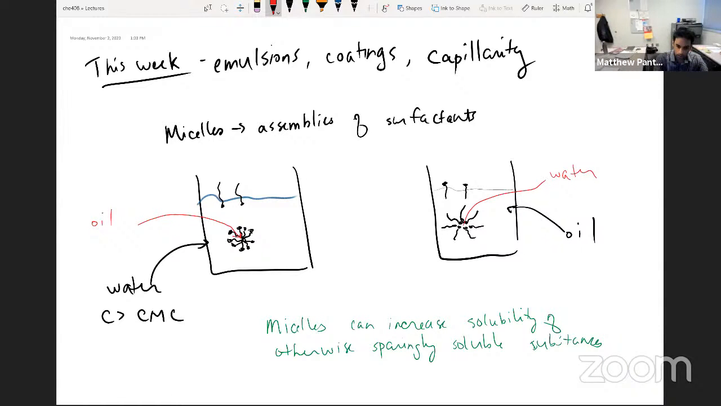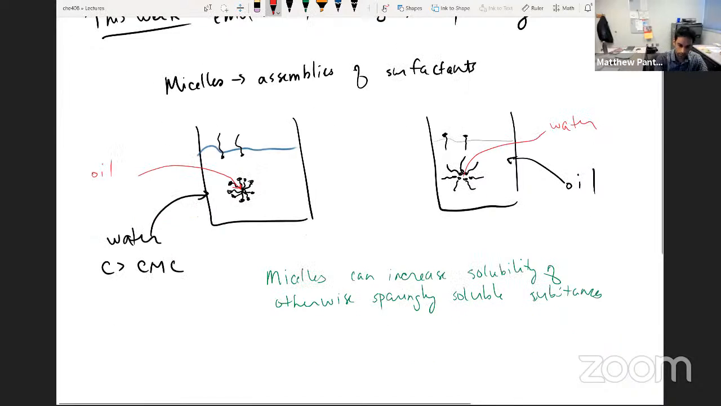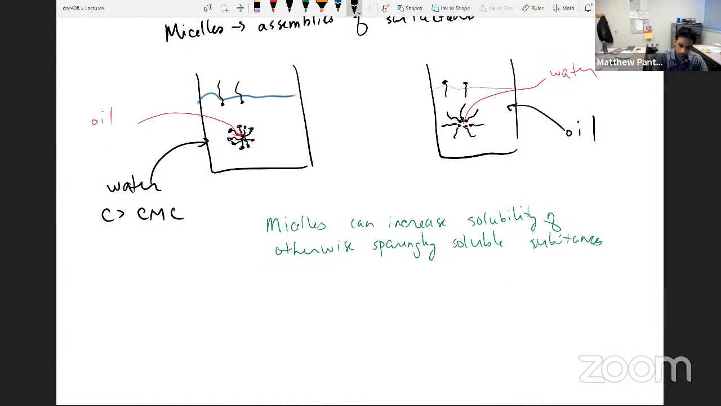So when you start forming these sort of superstructures where you have, again, let's say water here, and suppose you add oil and surfactants and you mix it up, what you can get are structures that can encase droplets of oil.